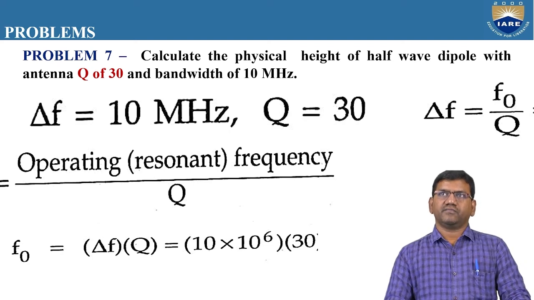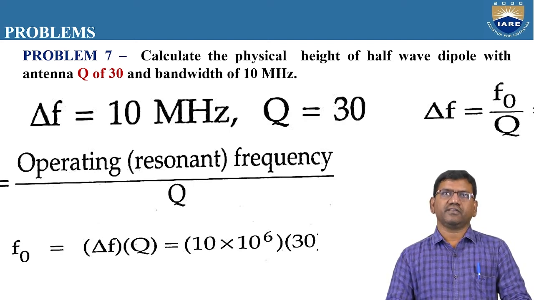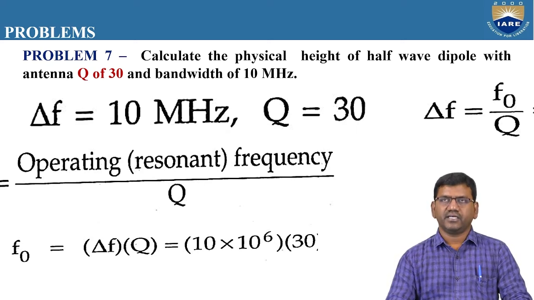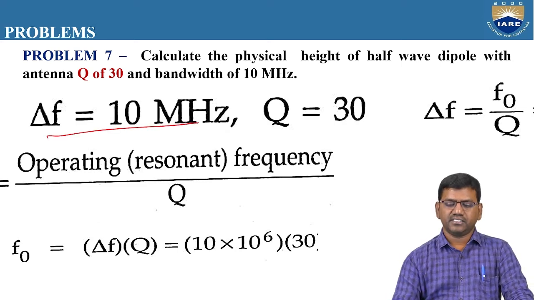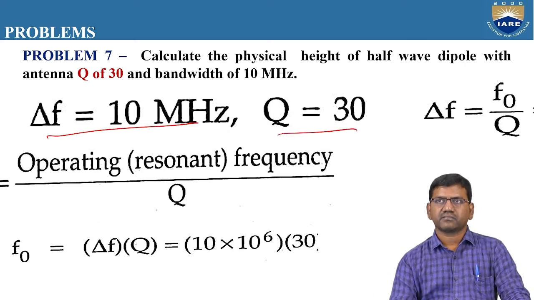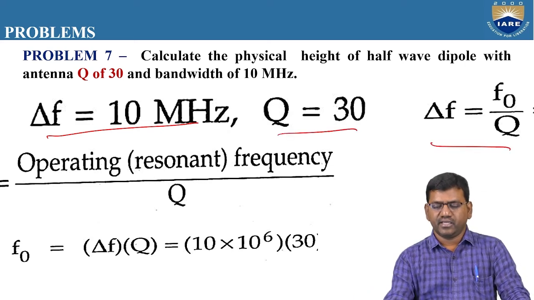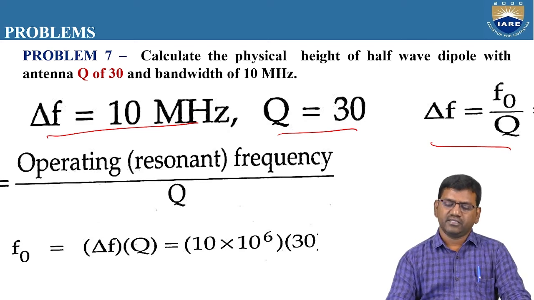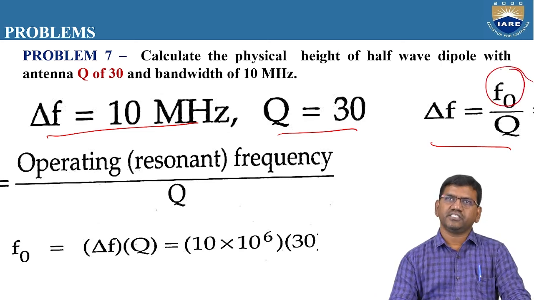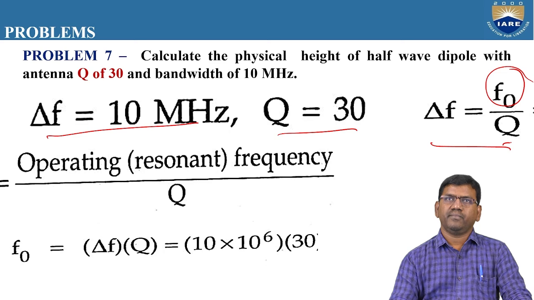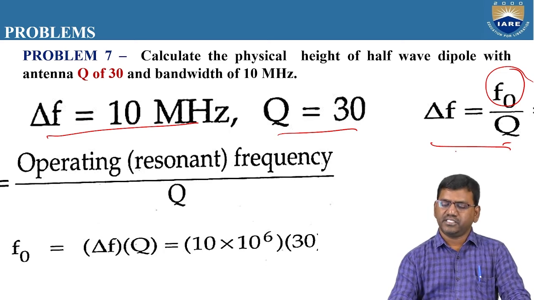Calculate the physical height of the half wave dipole antenna. The quality factor is given as 30 and the bandwidth is 10 MHz. So calculate the physical height of the half wave dipole antenna with Q of 30 and bandwidth of 10 MHz. We know that there is a relationship between the quality factor Q and the bandwidth. That is del F is equal to F0 by Q, where F0 is the resonant frequency and Q is the quality factor.